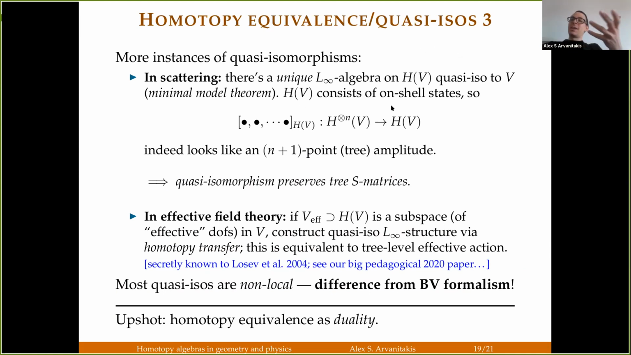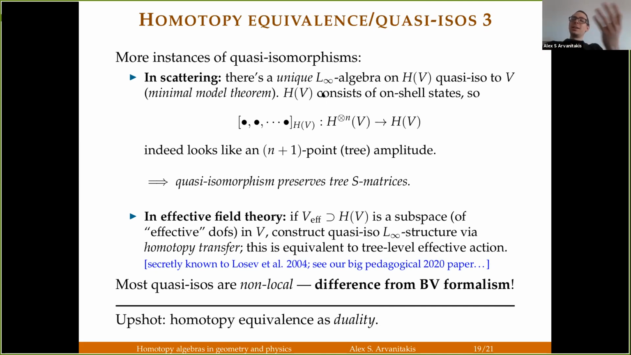And this has an avatar in the L-infinity picture. There's a unique L-infinity algebra structure on just the cohomology of the L-infinity algebra under its differential that I just gave you, which is quasi-isomorphic to it. So this means that any representative that's homotopy equivalent, you can pick, you calculate the S matrices, you're going to get the same result, well, isomorphic result.